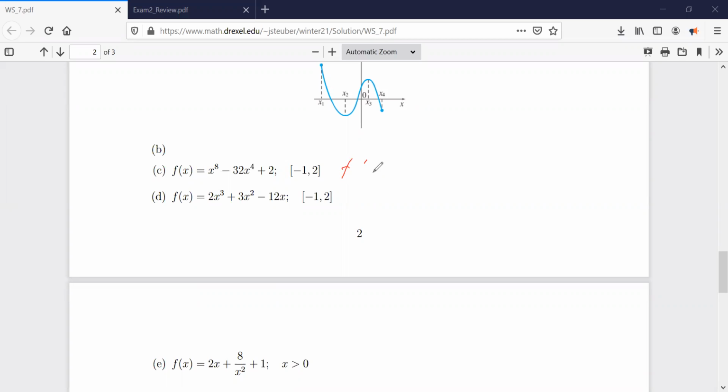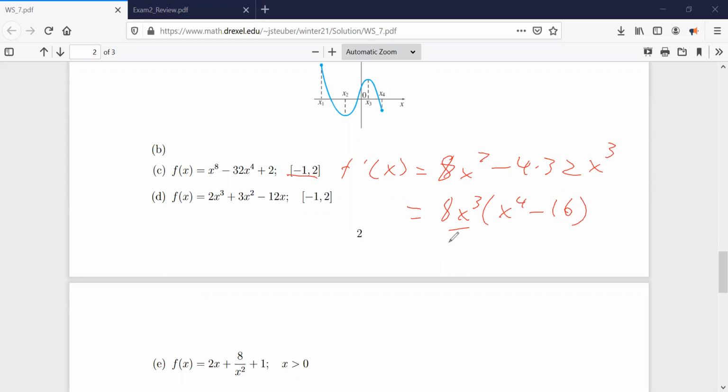So I'm going to do the first derivative to check what the critical points are within these bounds, and then I'll also have to check the endpoints. So f prime of this guy is going to be equal to 8x to the 7 minus 4 times 32. I'm pretty sure it's 256. Sorry, no, it's 128x cubed. And if I factor this out, that's going to be equal to 8x cubed times (x to the 4 minus 16).